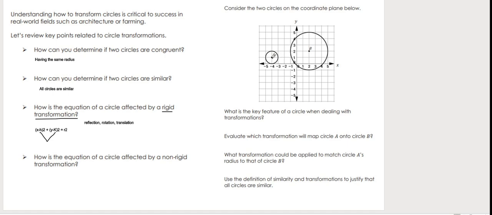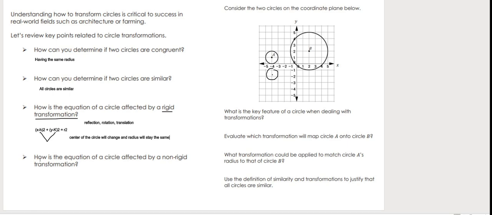The only thing that will change in this case is the location of the center. If I reflected over the x-axis, then this circle will be somewhere over here. It will be reflected, and the radius will be the same, but the center is what changes. So how is it affected? In this case, the center of the circle will change, and the radius will stay the same.